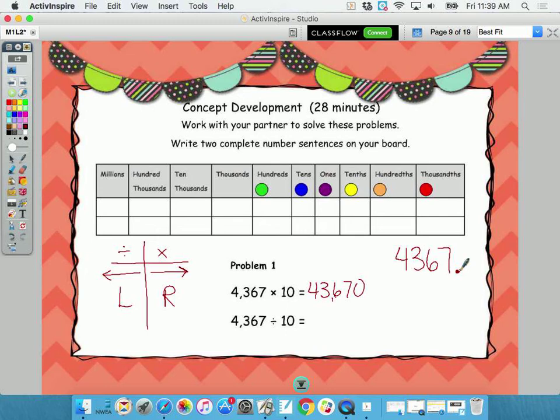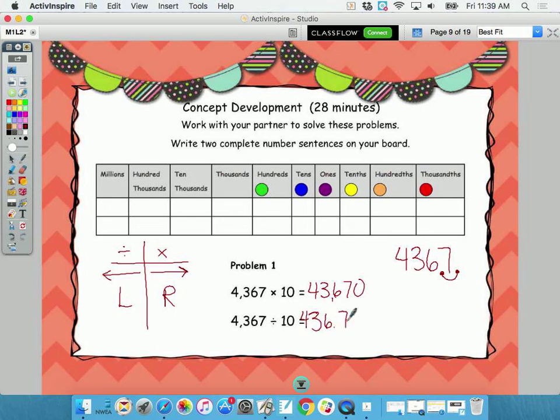Okay, so if I'm going to use a decimal trick, and I'm dividing, which way will I move the decimal? Left. How many place values for 10? Why is it 1? Because there's only 1 zero. So the answer to this problem is 436.7.